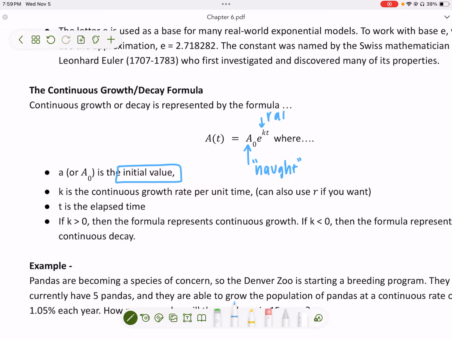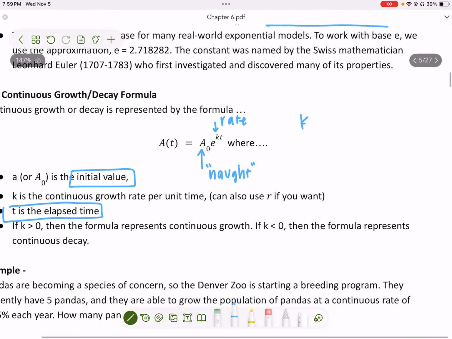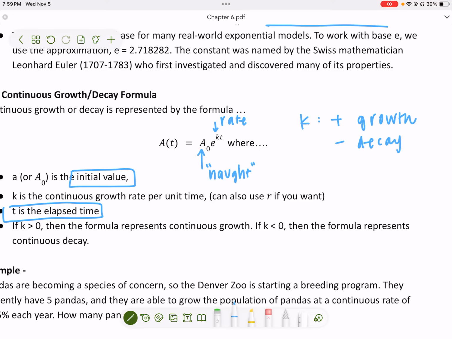k is going to represent your rate. And you can also use r. I really have no preference. If you want to use r because r and rate are easier to remember, by all means. And then t is time, also pretty straightforward. Now, the nice thing with k is that if it's positive, you're growing. If it's negative, it's decay. There's no subtracting from 1 or adding to 1, none of that. If it's growing by 5%, 0.05. If it's decaying by 5%, negative 0.05. It's honestly really, really nice.